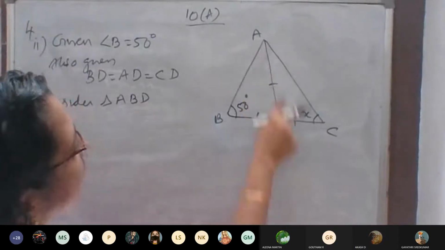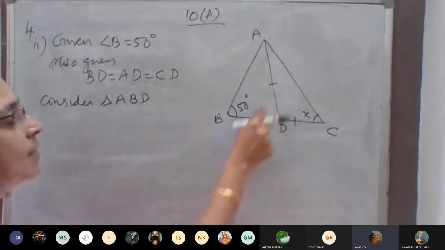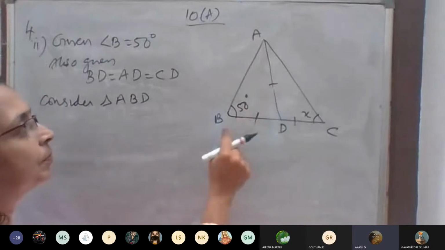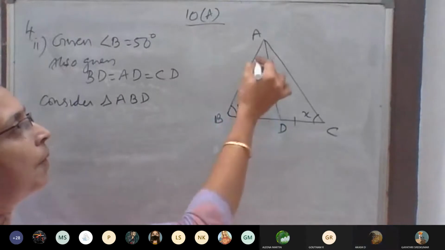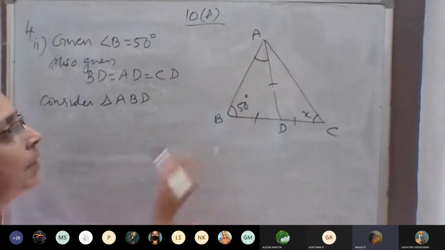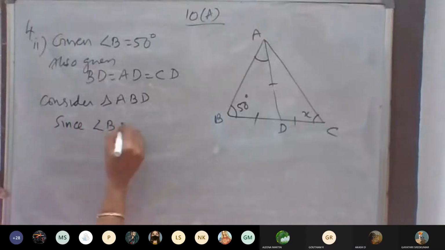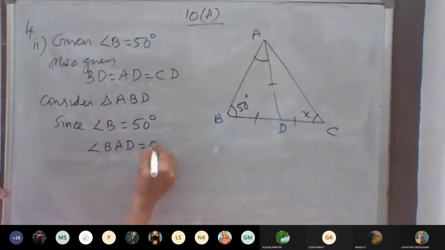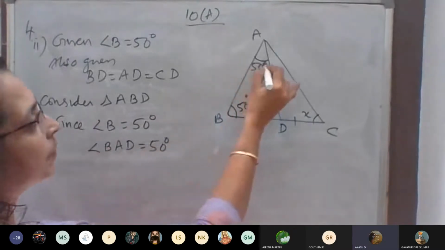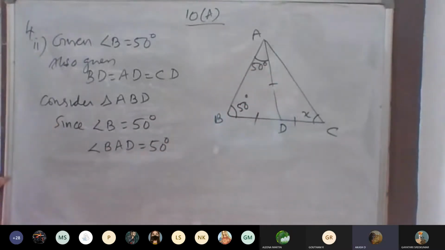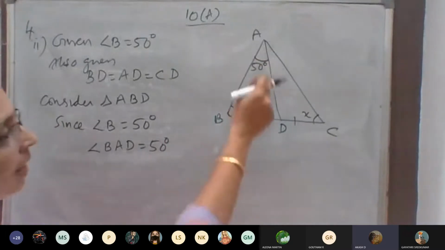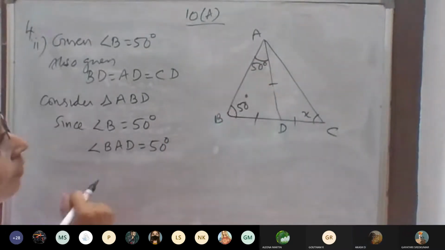So, if you consider the triangle, which angles will be equal? These two sides, angle B and angle BAD. Since angle B is equal to 50 degree, angle BAD also will be 50 degree, as opposite sides are equal. Since opposite sides are equal, that angle will also be equal, 50.